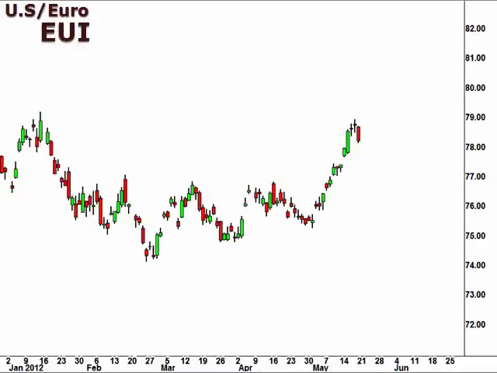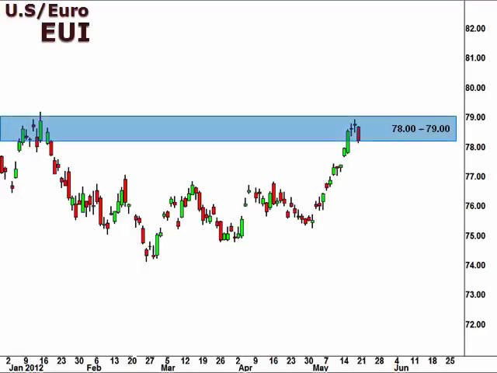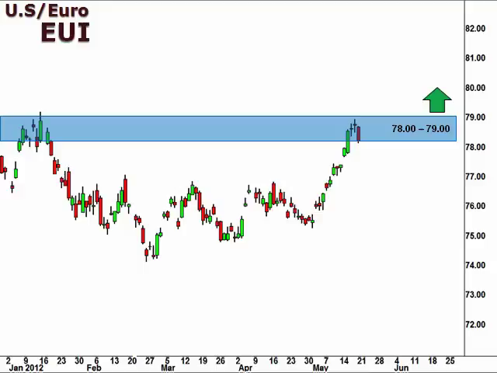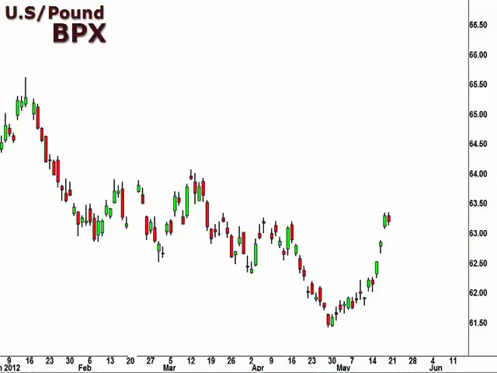Next up, the US dollar versus the euro as seen here in the EUI. Well, the EUI hit 79 and pulled back last week as this level is a key resistance. We may see a pullback that tests 77 as support. However, the trend is strong to the upside and a break above 79 should signal a continuation higher.